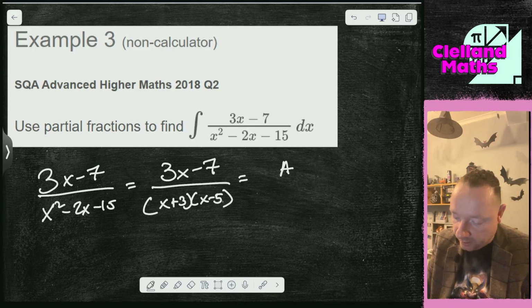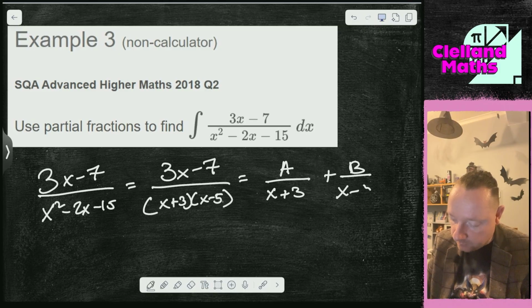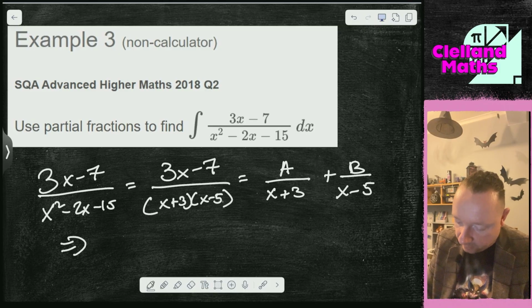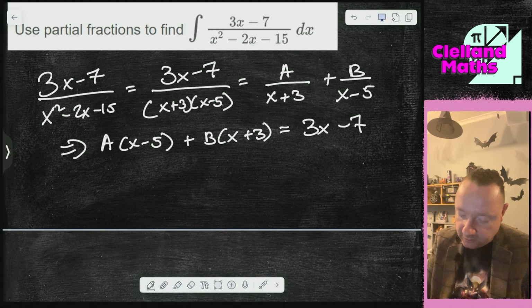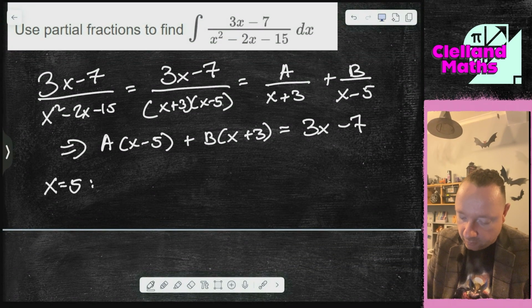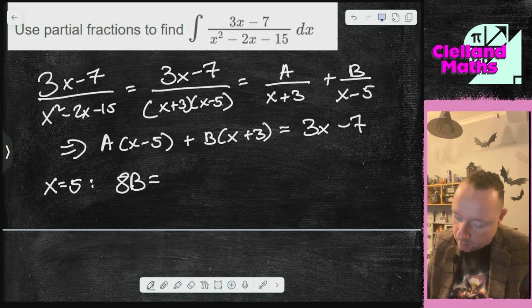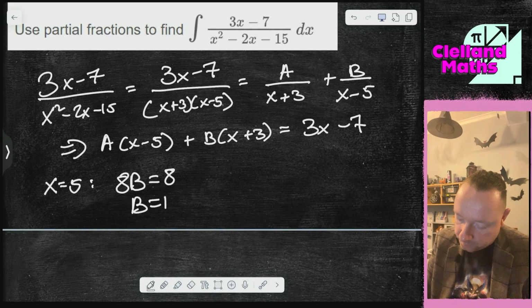That equals A over x plus 3, plus B over x minus 5. So that implies that A(x minus 5) plus B(x plus 3) equals 3x minus 7. Now we can work this out by letting x equal 5, which will eliminate the x minus 5 term. 5 plus 3 is 8, which gives me 8B equals 15 minus 7, which is 8, so B is 1.